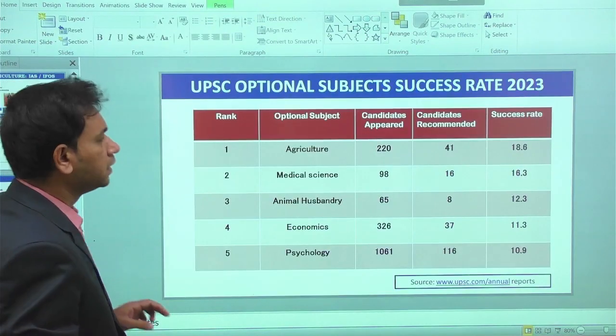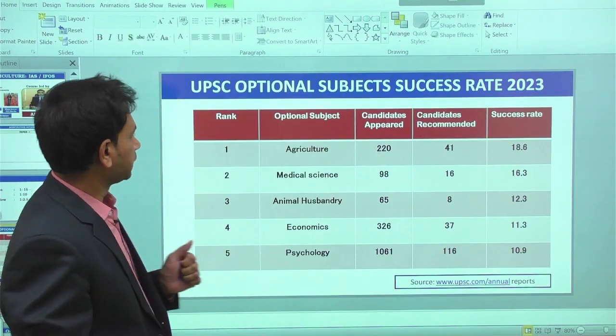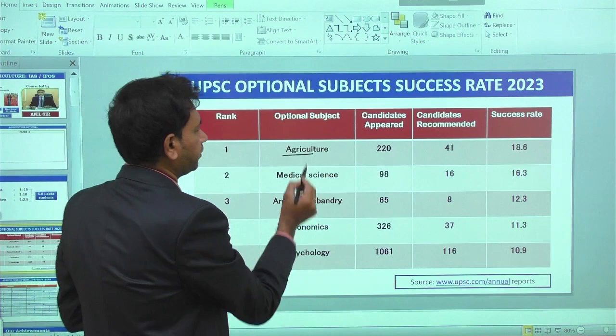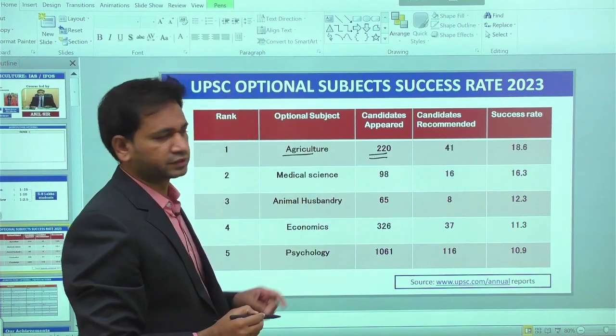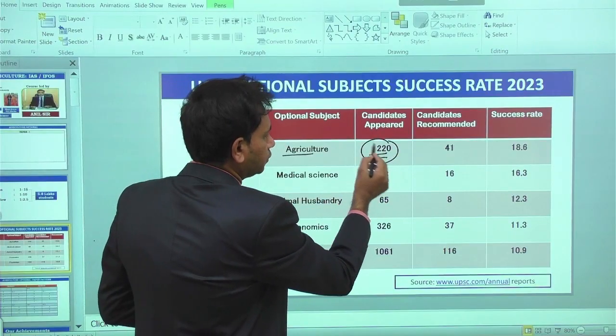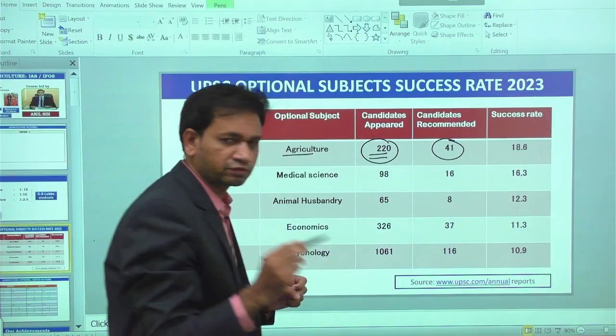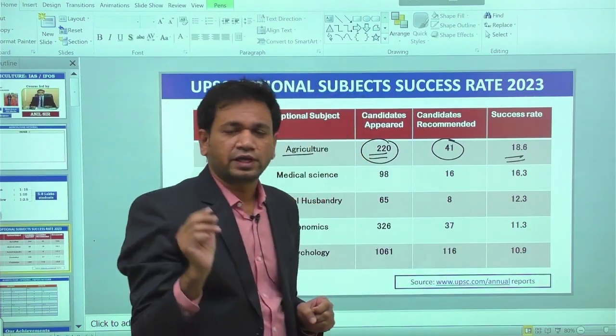Then, apart from that, as per the UPSC annual report in 2023, for agriculture we have some statistics: approximately 220 students appeared in the last mains examination with agriculture optional. Out of the 220, 41 students were finally recommended. That means in the previous year, we got a success rate of about 18.6%.